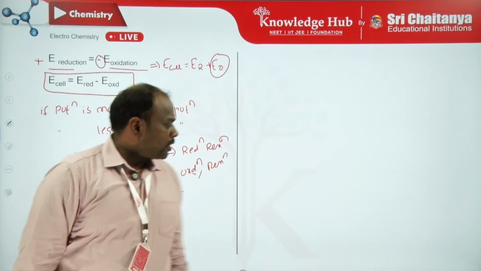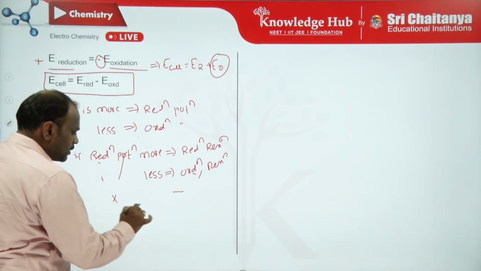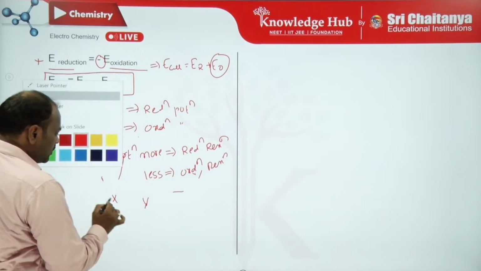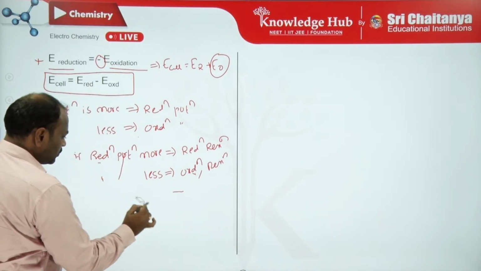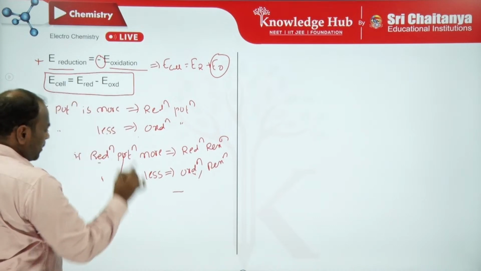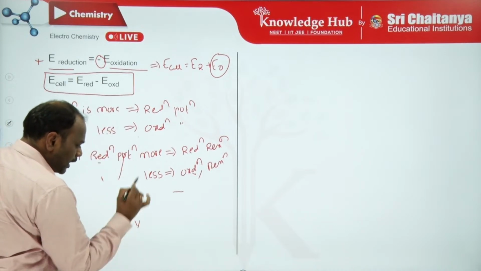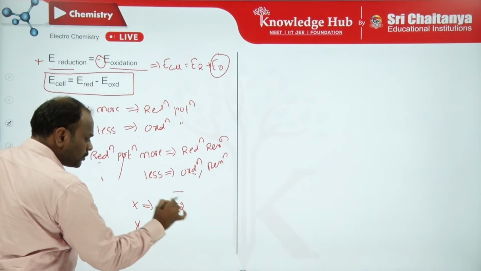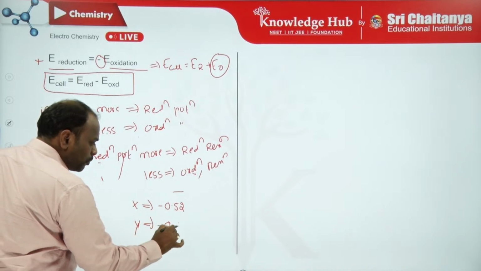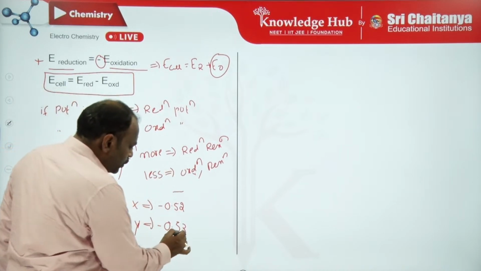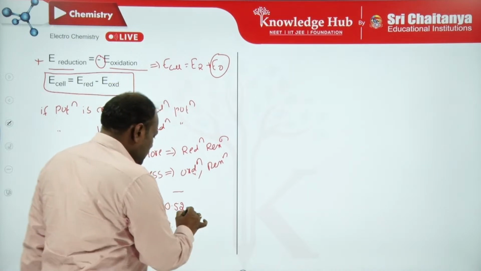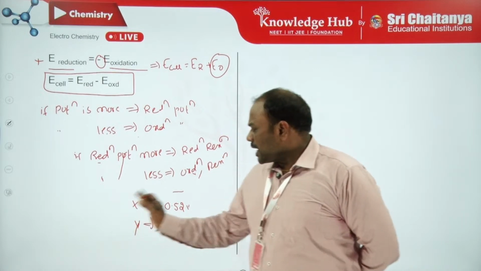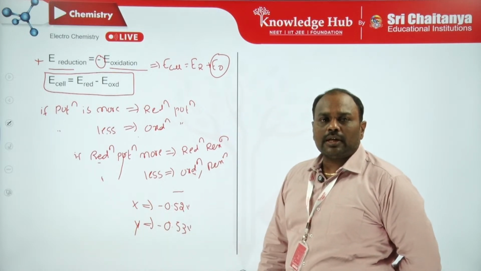Let's take one example. Suppose X and Y are given. For the X element, the potential value is minus 0.52, and for the Y element, minus 0.53. Both values are in volts, electrical volts, EV. Now, which undergoes oxidation and which undergoes reduction?